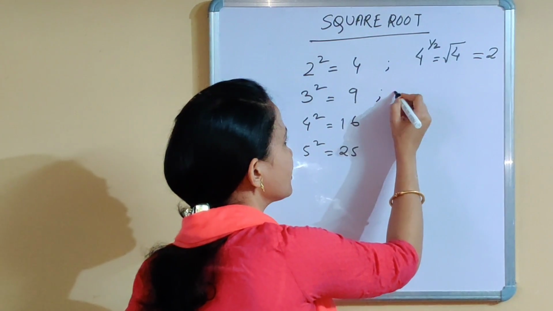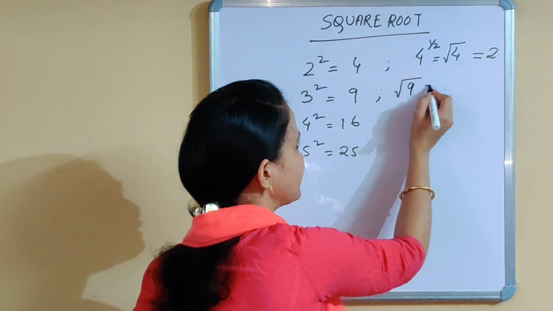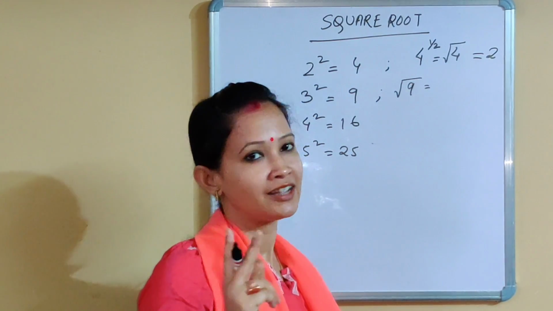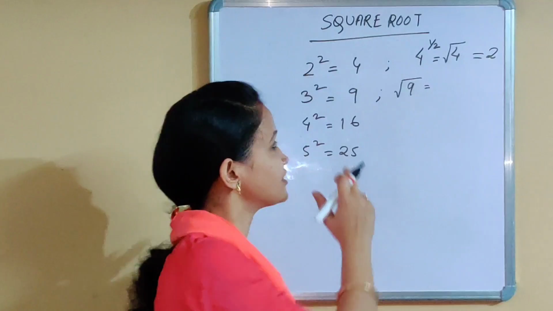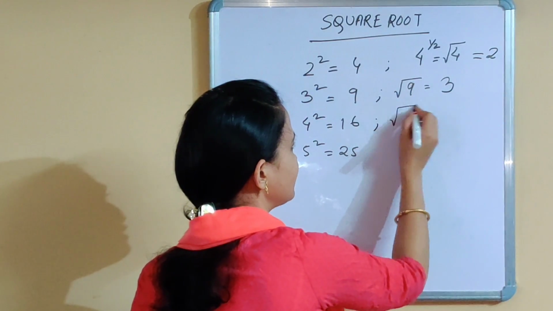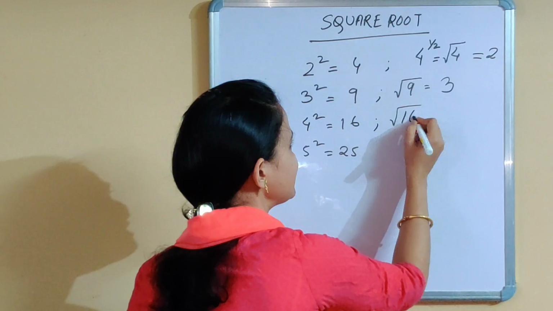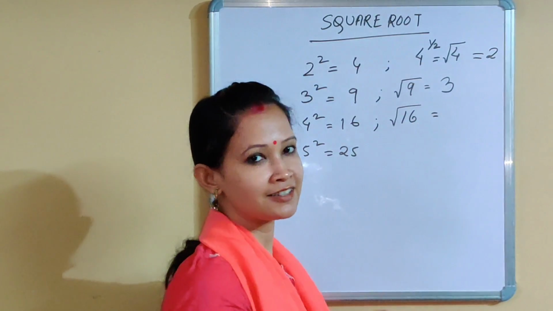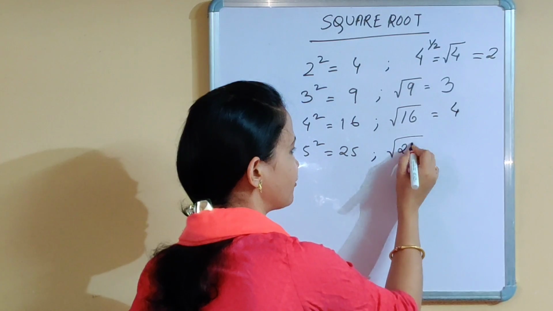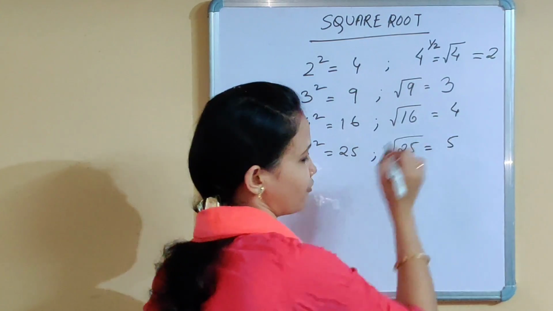Similarly, square root of 9, that means what is that number if you multiply 2 times, it comes out to be 9. That is 3. Similarly, square root of 16 is 4, and square root of 25 is 5.